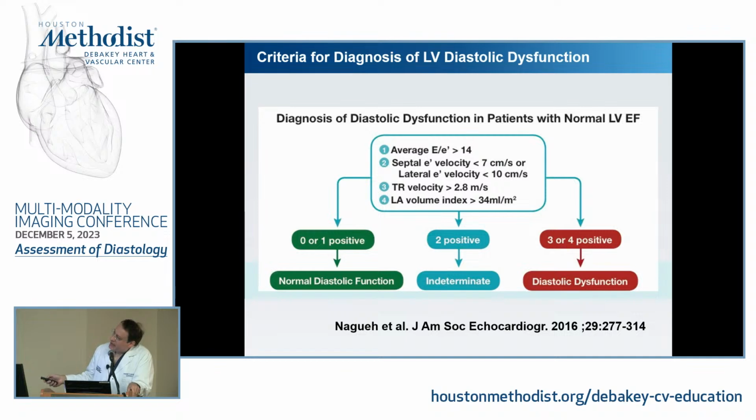If the majority of the signals fall in the abnormal range, there is diastolic dysfunction. If the majority fall in the normal range, normal diastolic function. In between, if you have 2 out of 4 signals or 1 out of 2 signals available and they are discordant, then it's indeterminate diastolic function. Word of caution about LA volume.